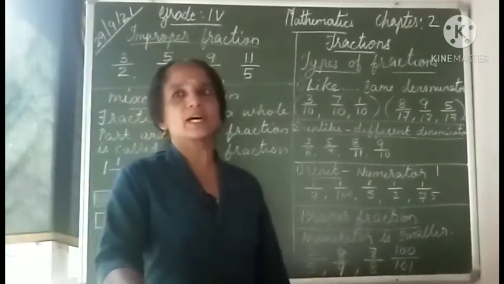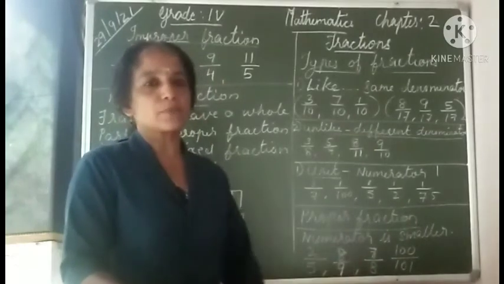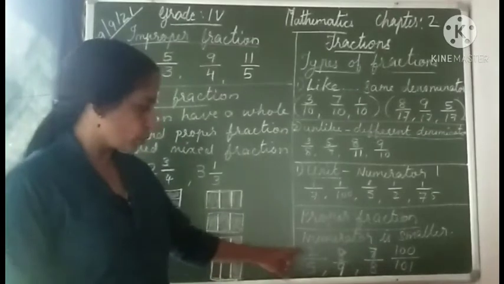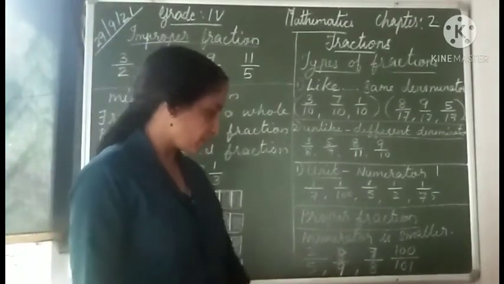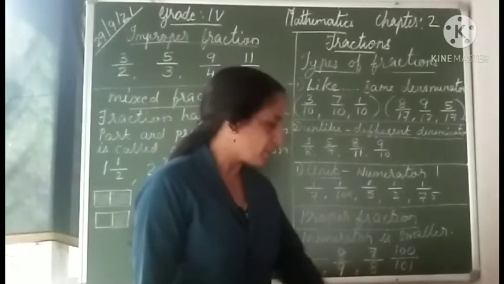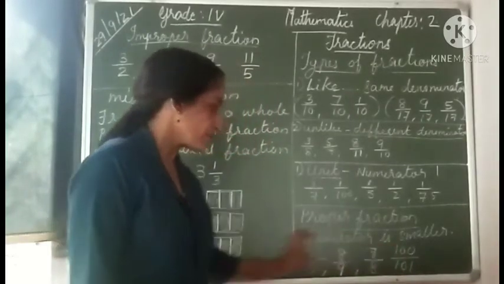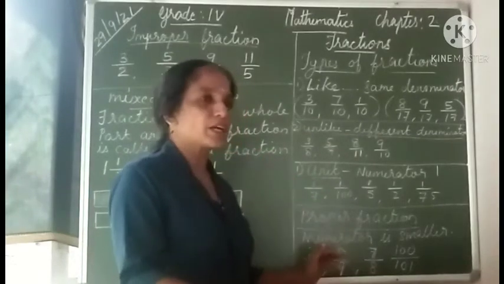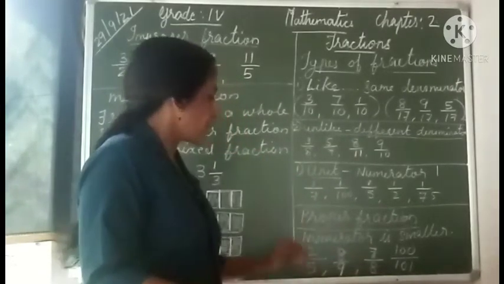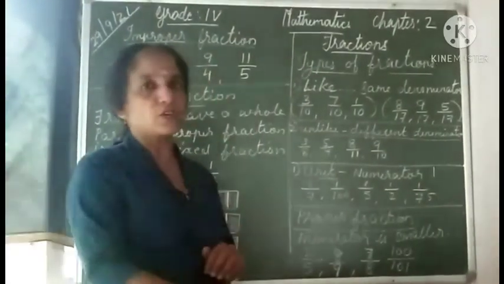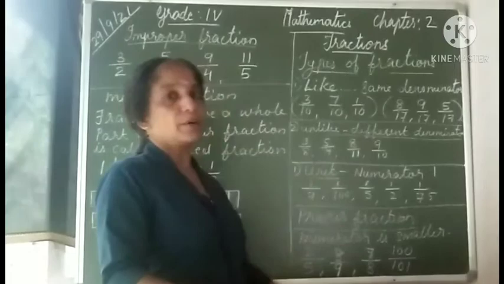Numerator is smaller than the denominator. Such types of fractions are called proper fractions. 2 by 5, 2 is smaller. 8 by 9, 8 is smaller. 7 by 8, 7 is smaller. 100 by 101, 100 is smaller. This type of fraction is called a proper fraction. If the numerator of a fraction is smaller than the denominator, that fraction is called a proper fraction. Unit fraction and proper fraction.